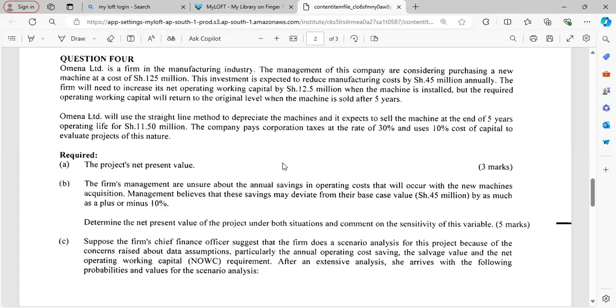So the firm will need to increase its net operating working capital by 12.5 million. I know you know what that is. Then we have been told that the required operating working capital will return to the original level when the machine is sold after 5 years. Omena Limited will use a straight line method to depreciate the machine, and it is expected to sell the machine at the end of the 5 years operating life for 11.5 million. The company pays corporation tax of 30% and the cost of capital is 10%. Very simple question here. 3 steps are followed for the NPV.